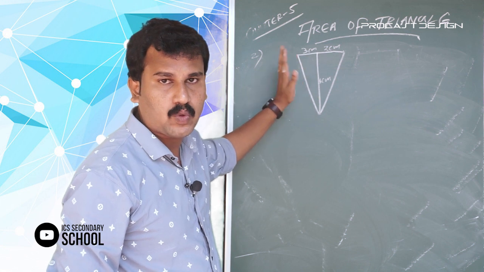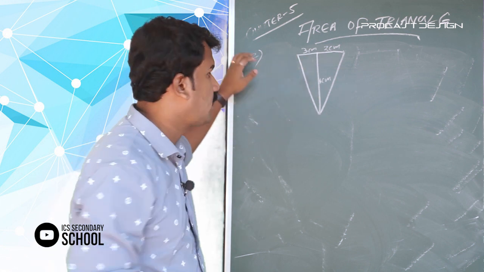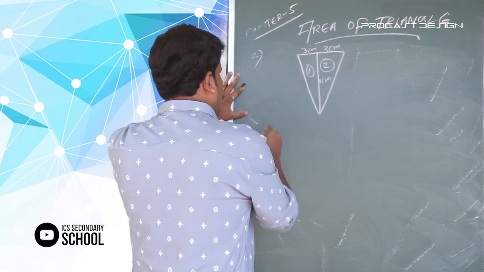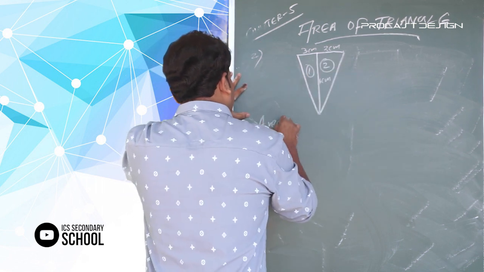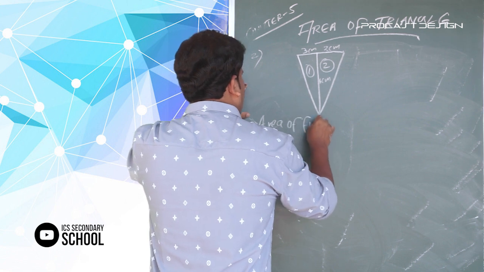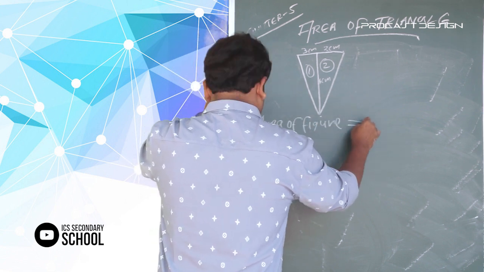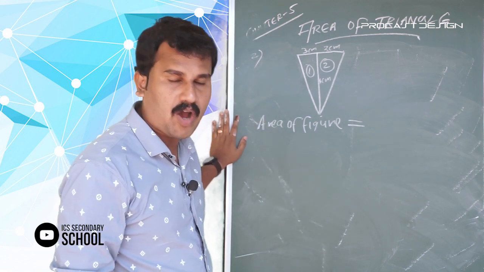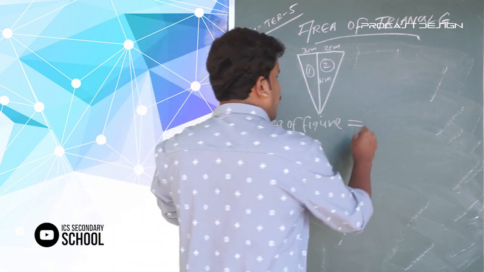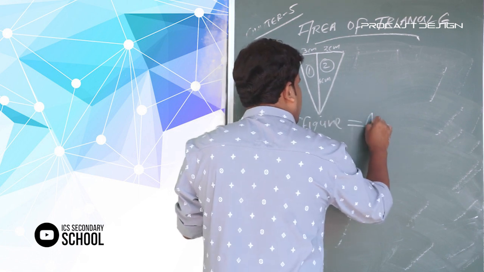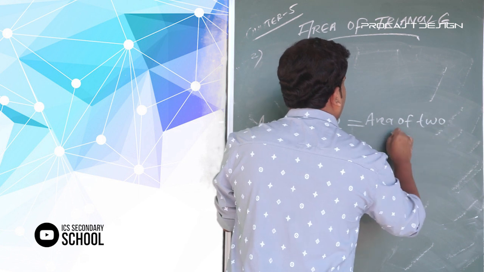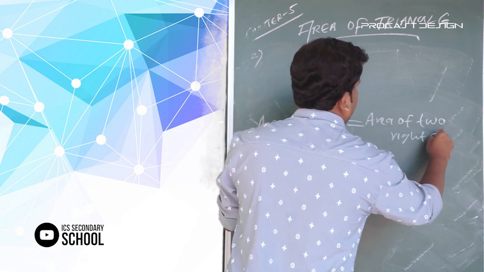In this figure we have 2 sections, 2 right angle triangles: this is the first right angle triangle, this is the second right angle triangle. So the area of the figure equals the area of 2 right angle triangles.